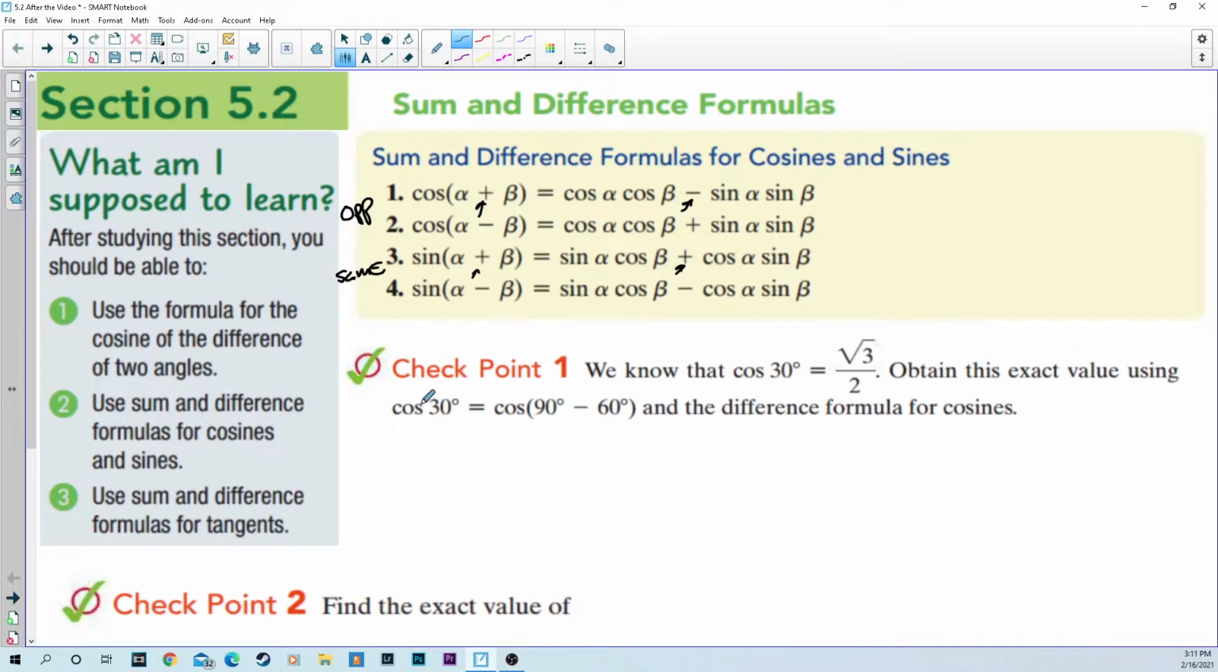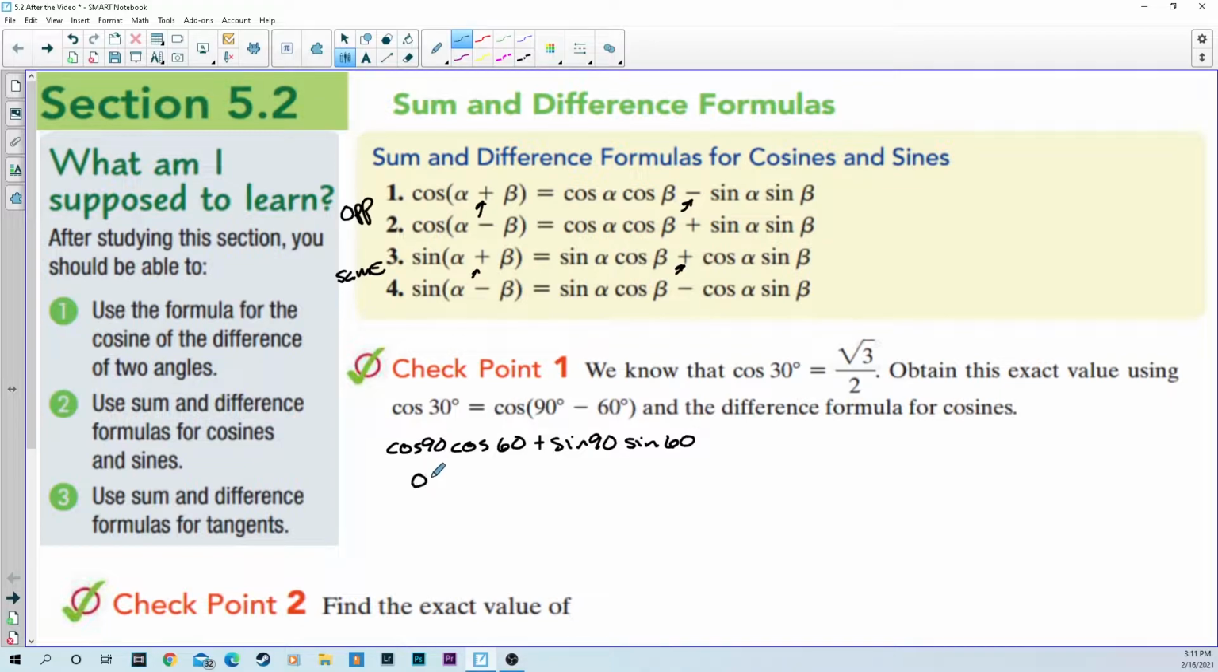Obtain this exact value using the fact that cosine of 30 is cosine of 90 minus 60, and the difference formula for cosines. The pattern for cosine is cosine of 90, cosine of 60, and cosine is the opposite sign. That's going to be plus sine of 90, sine of 60. Now we just write the values for all these.